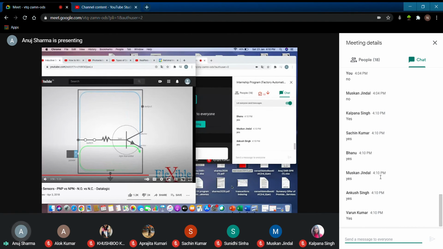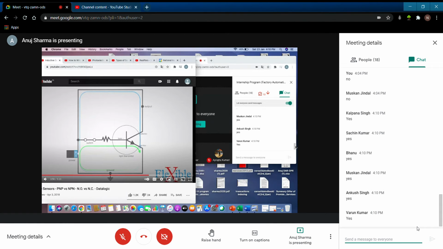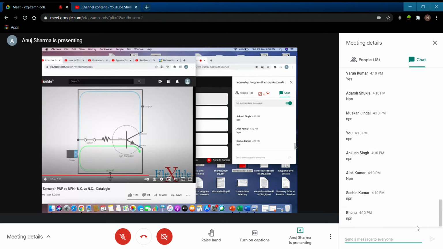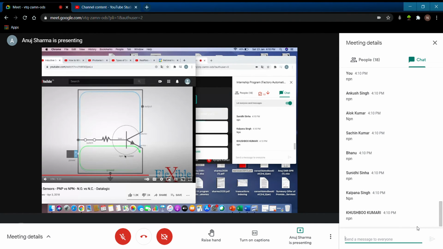Okay, this is a sensor of what kind? PNP or NPN? NPN. Now, it might look easier for you, but I've already told you that it is important how you look at the sensor.